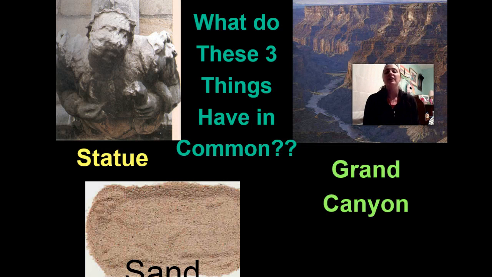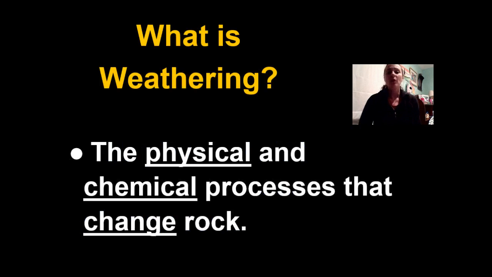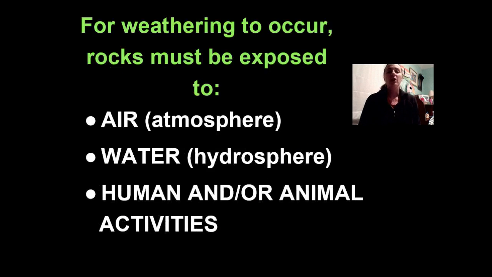What do these three things have in common? The Grand Canyon, sand, and a statue. Well, they've all been weathered. What is weathering? It is the physical and chemical processes that can change a rock. When we talk about weathering, the rocks have to be exposed to air, the atmosphere, water, the hydrosphere, and or human activities or animals.